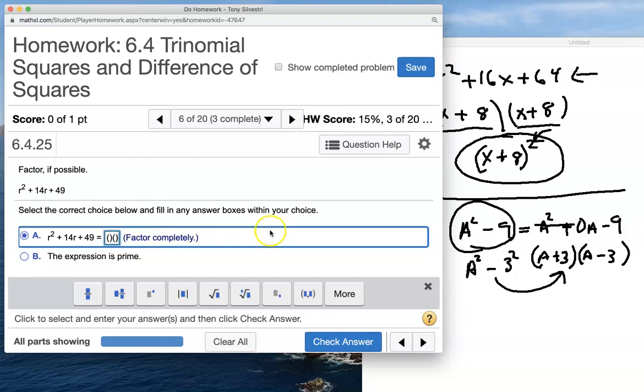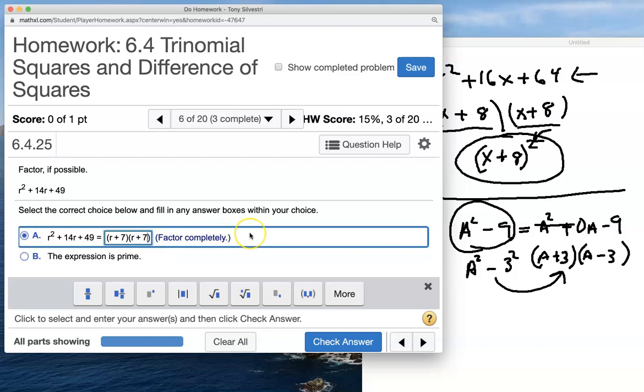2 terms times 2 terms. I look at the r squared. Well, the only way we get the r squared is to get r and r. Now, everything is positive here, so there's no reason for any negativity. So I put a plus and a plus. And now what we want to do is ask the question, hey, give me 2 numbers that multiply together to give you 49, add or subtract to be 14. And I'm going to go with 7 and 7.